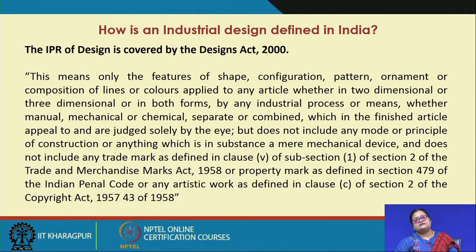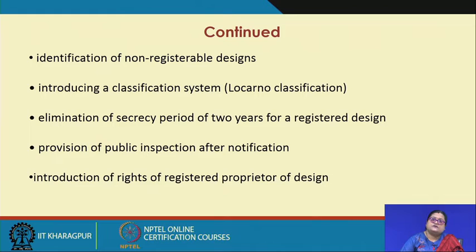So, what we find, it gives an extensive coverage of what is design. We find it is a form of any shape, configuration, pattern, ornament, composition, lines applied to any article, whether two-dimensional, three-dimensional or in both forms, and which can be produced either manually or mechanically or chemical or separate, or it is combined, in the finished article, and it is judged solely by the eye, but does not include any mode or principle of construction, and does not include any trademark as defined in the clause. So, it is something which is included, and there are certain things which are not included as mentioned in the details.